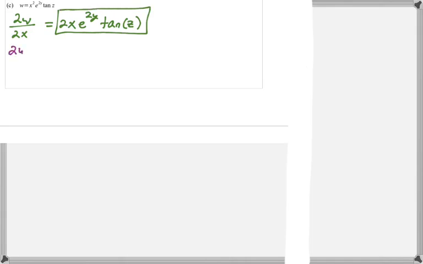Alright, for the next one, the partial of w with respect to y. Now this time the x squared and the tangent of z are constant factors, so they're just going to be there. We're going to take the derivative of e to the 2y, which is going to give you 2e to the 2y. So we'll just put the constant of 2 out in front.